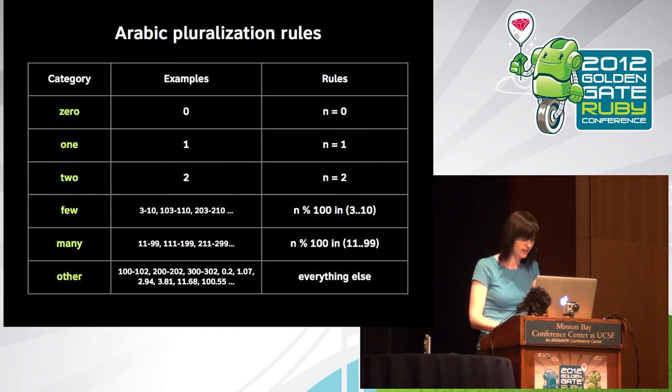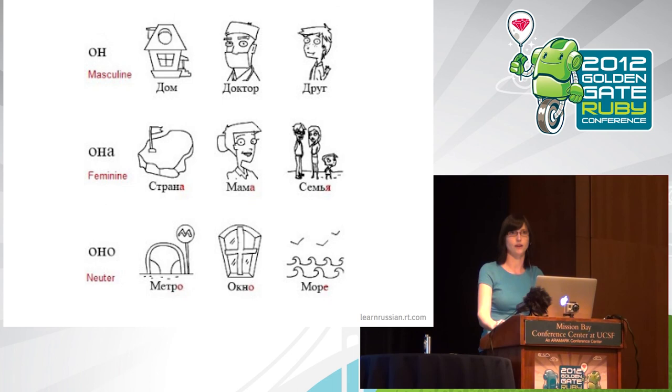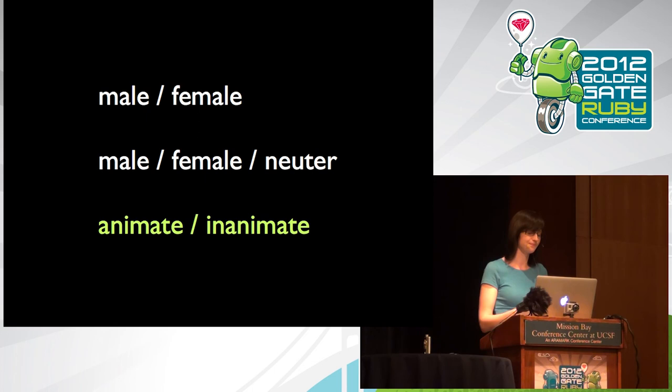So gender. Gender is another common agreement category that you've probably encountered. In other languages, grammatical gender is usually limited to either male-female-neuter, or animate-inanimate. So it's grammatically simpler than a lot of types of agreement, but that doesn't mean it's an easy problem. It's maybe even a harder problem, because sex and gender are just really charged issues.